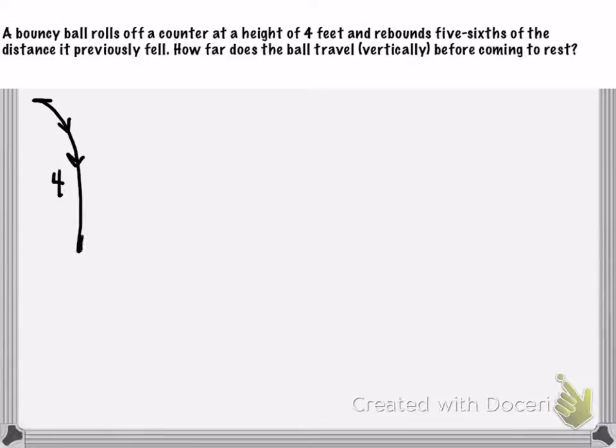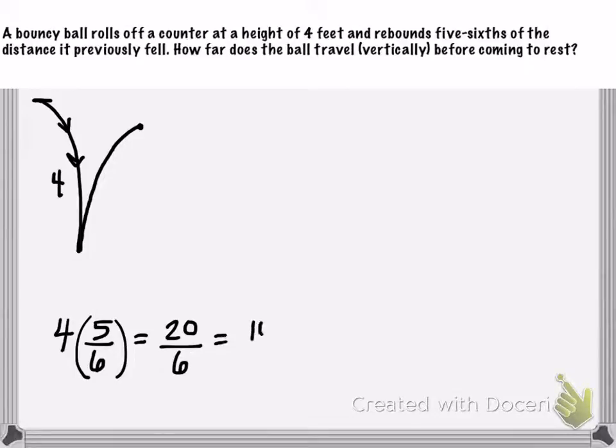But then it bounces up, and it doesn't bounce all the way up. It's only going to bounce up 5/6 of the distance it previously fell. So it fell 4 feet initially, so we need to multiply by 5/6 to figure out how far it rebounds. So that would be 20 over 6 or 10 over 3, essentially 3 1/3. I'm going to leave this as an improper fraction though.